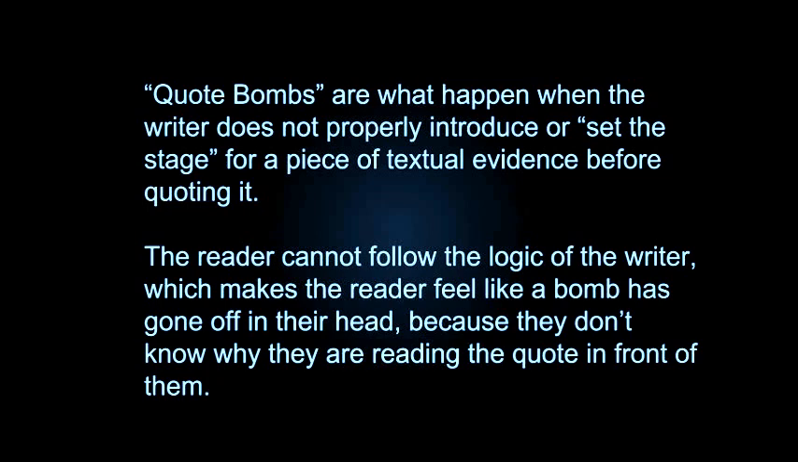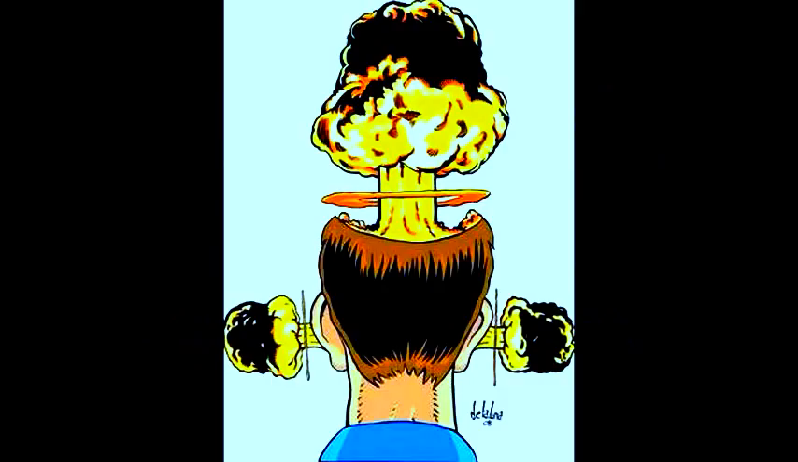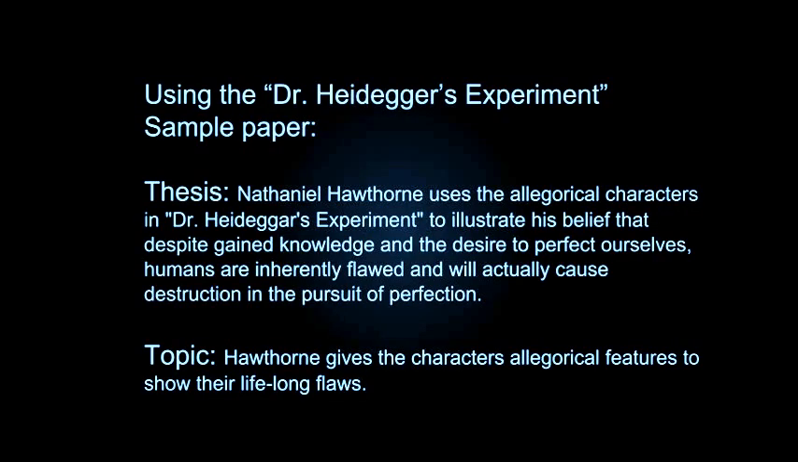Something like this. We want to avoid the reader reaching this stage, so we have to go back and learn how to avoid quote bombs and integrate proper cited evidence in a logical manner. To teach you this skill, we will continue to use our sample essay from Dr. Heidegger's experiment. And here again are the thesis statement and first topic sentence from the essay as we have determined them thus far.